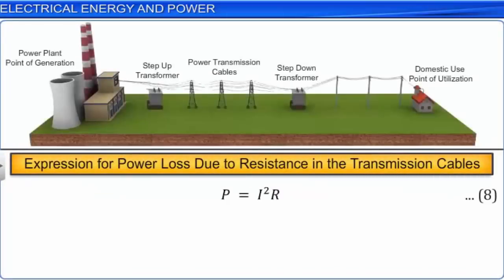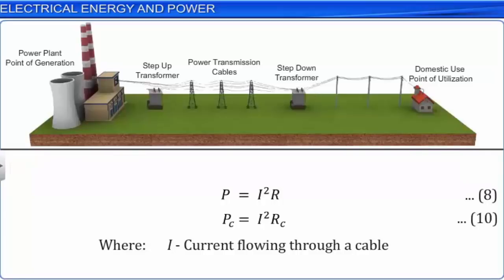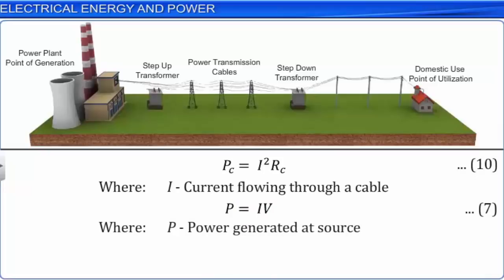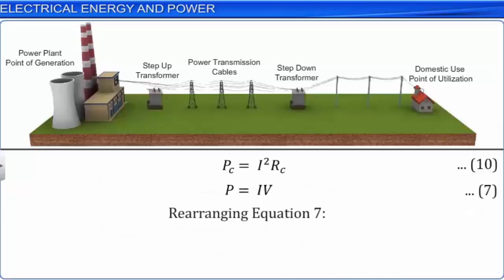Using equation 8, that is, P is equal to I square R, we can derive an expression to calculate the power loss due to resistance in the cables. Power loss in the cable PC is due to its resistance RC, which is expressed as PC is equal to I square RC. Let this be equation 10, where I is the current flowing through a cable. According to equation 7, P is equal to IV, where P is the power generated at source, V is the voltage generated, and I is the current flowing through the cable. Rearranging equation 7, we get I is equal to P by V. Let this be equation 11.